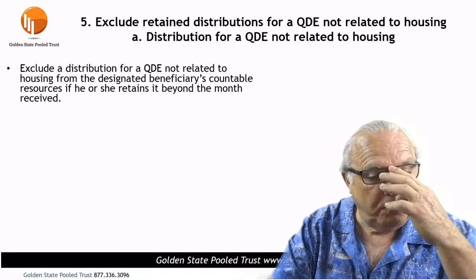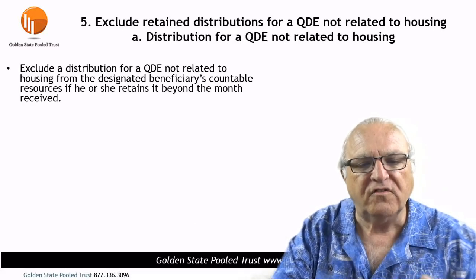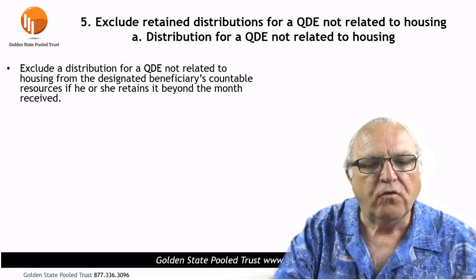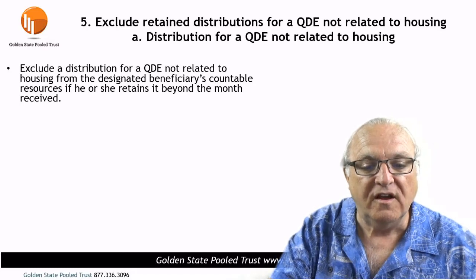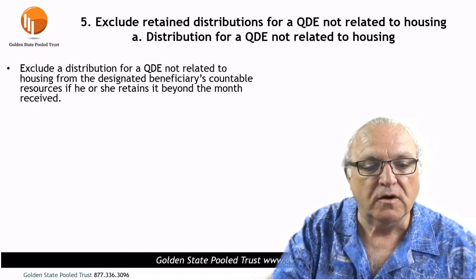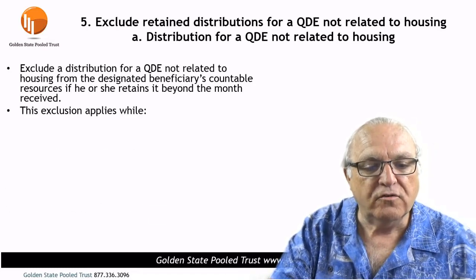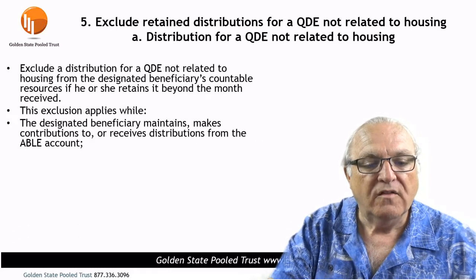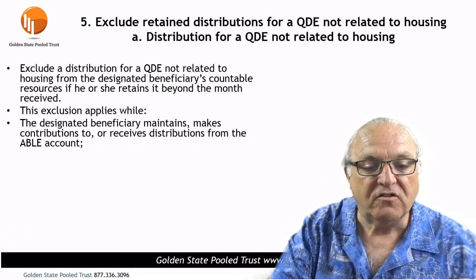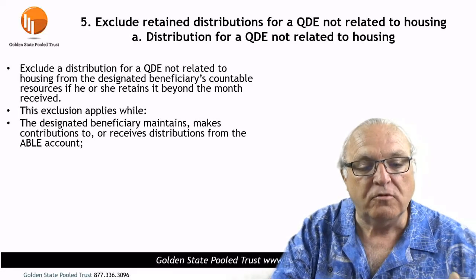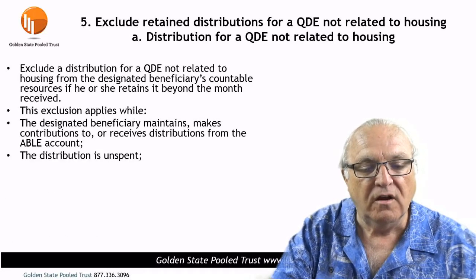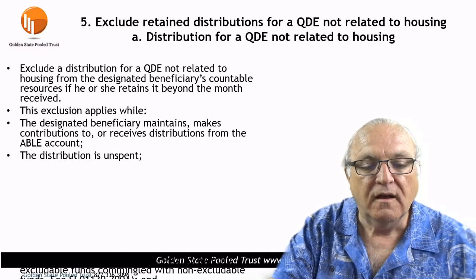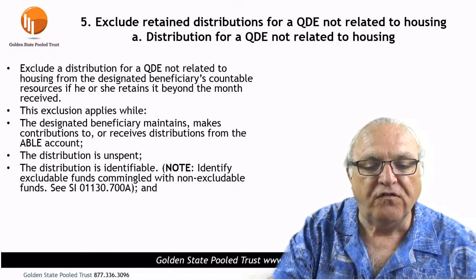Exclude distributions for a qualified disability expense that's not related to housing from the designated beneficiary's countable resources if he or she retains it beyond the month received. This exclusion applies while the designated beneficiary maintains, makes contributions to, or receives distributions from the ABLE account, telling us that it needs to be a valid ABLE account. The distribution is unspent and the distribution is identifiable.